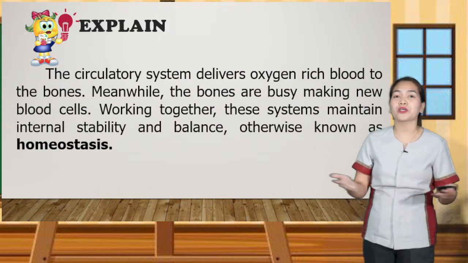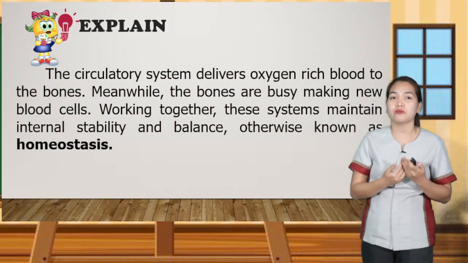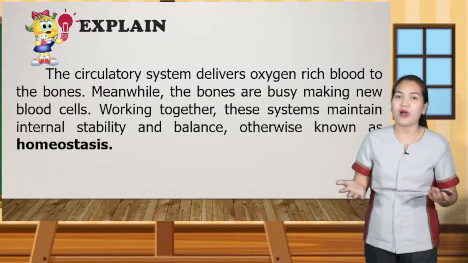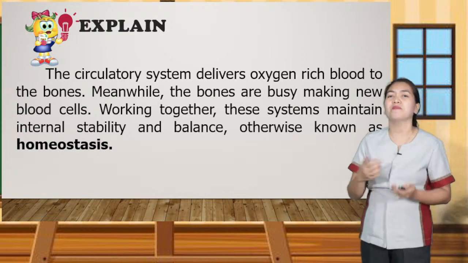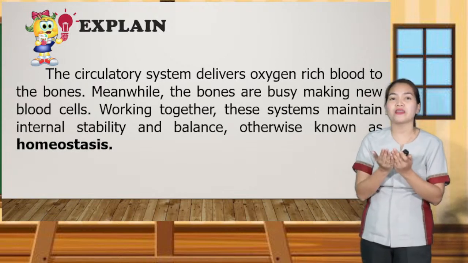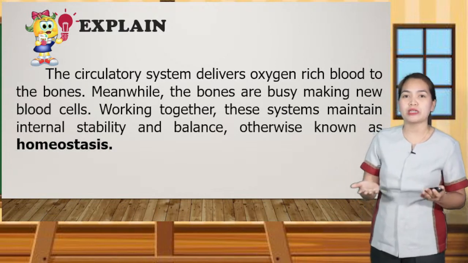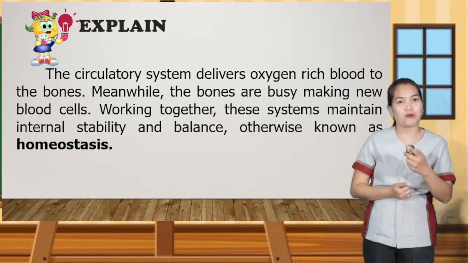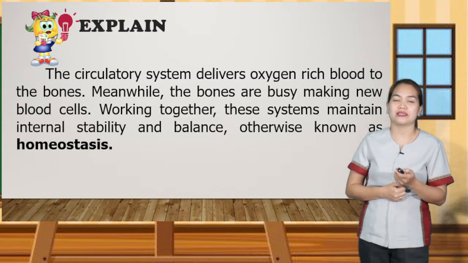So with this, the circulatory system delivers oxygen-rich blood to the bones. And meanwhile, the bones are busy making blood cells. So working together, these systems maintain internal stability and balance, otherwise known as homeostasis.